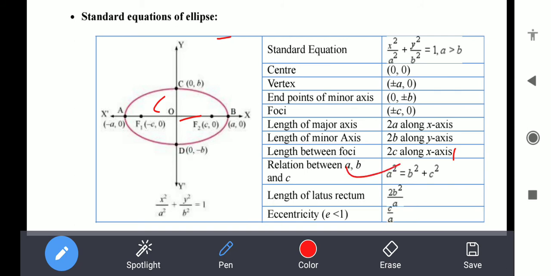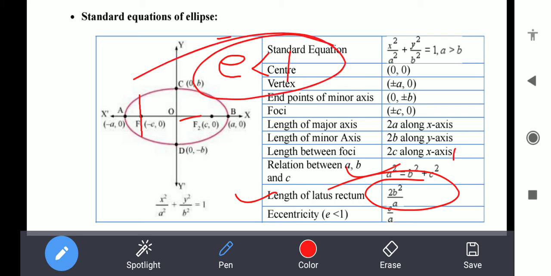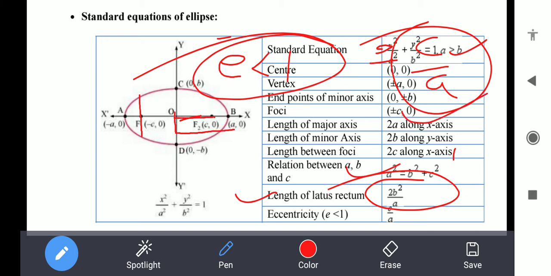Length of the latus rectum: the line which is perpendicular to the major axis and passes through the focus, and the end coordinates present on the ellipse. The length of the latus rectum is 2b square upon a. In the case of an ellipse, the value of eccentricity is less than 1 and is equal to c upon a. It is the ratio of the distance between center to one focus to the center to vertex.